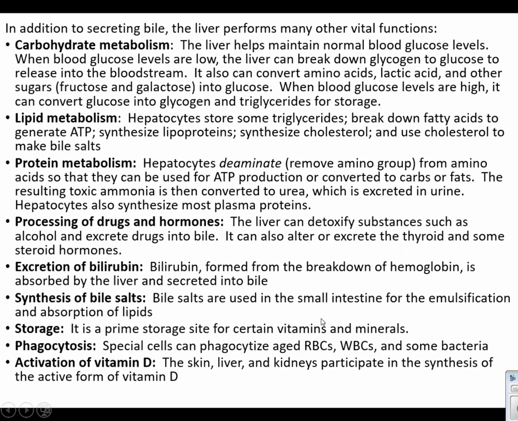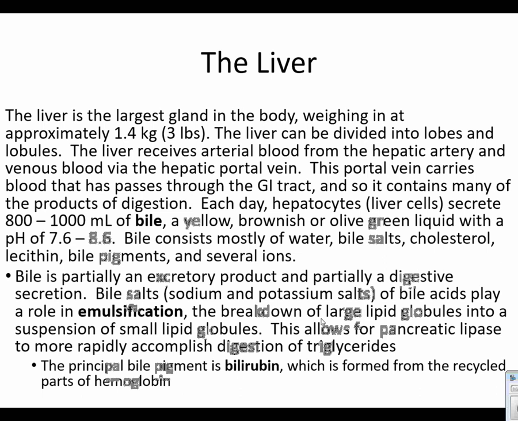Now, on top of the bile salts, there are other parts of bile. It includes water, cholesterol, lecithin, biopigments, and several ions. Some of the stuff is actually just going to get lost in our feces, so it's an excretory product. Some of it is actually important for that emulsification process. Each day, our liver produces about 1,000 mL of it. It's about a liter, so that's a very significant amount.